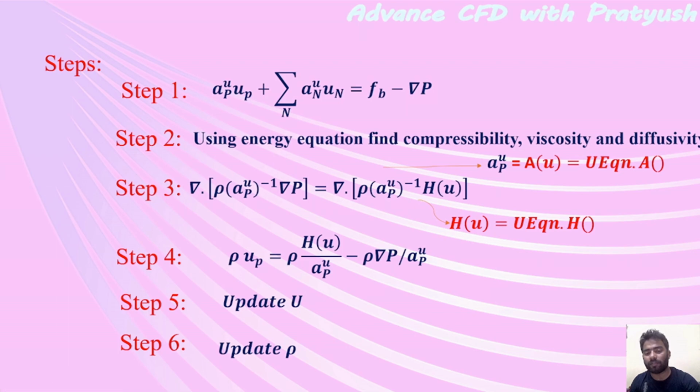So remember, there are different thermophysical packages present in OpenFOAM. So we are not going to code the energy equation. We are just going to use those thermophysical packages. I will discuss what the different thermophysical packages present in OpenFOAM are and how they have been coded. So using this energy equation, we will find the compressibility, viscosity, and diffusivity terms, and then we are going to solve for the pressure corrector step.